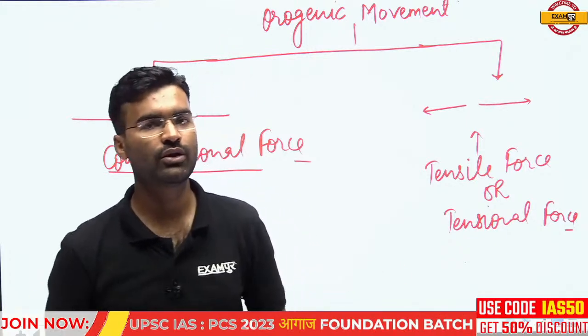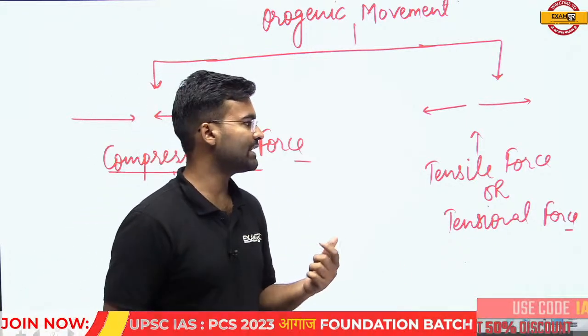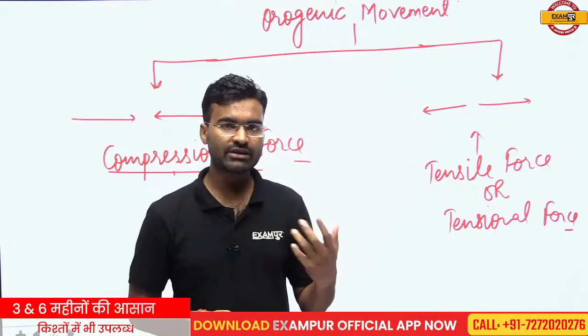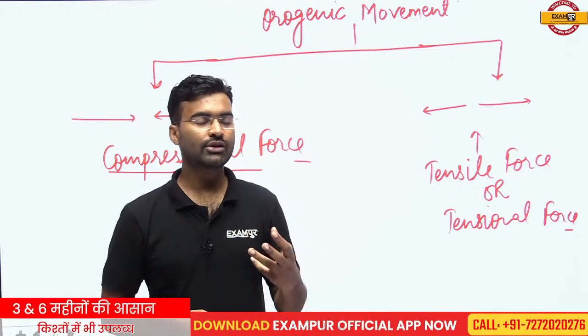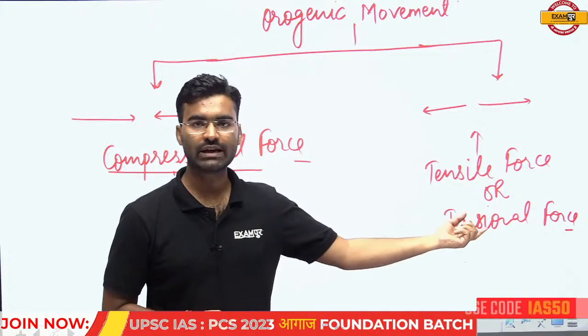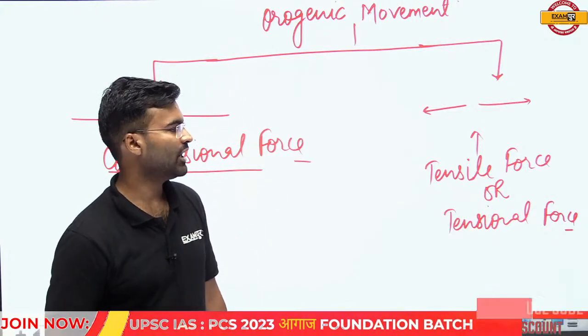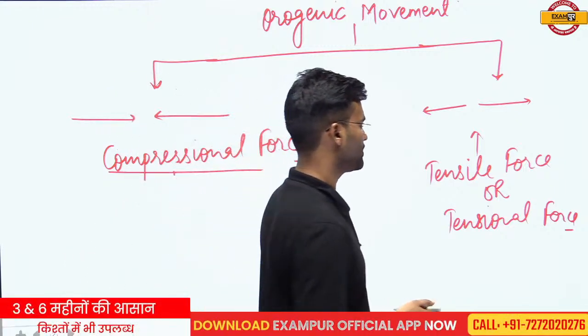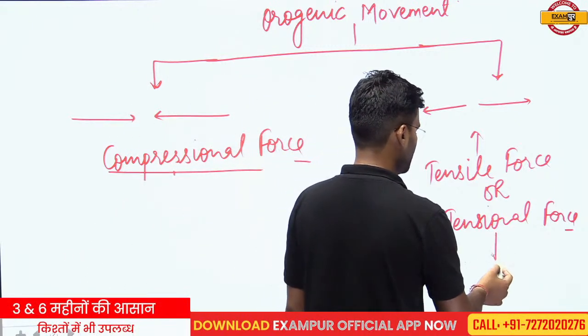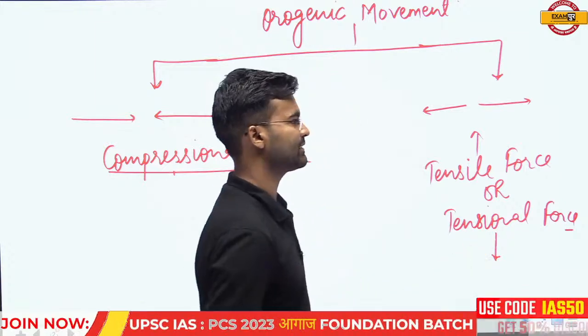Such force is called the tensile force, and because of the tensile force, some structures like the block mountains and other stretches are being formed on the earth surface. So tensile forces are responsible for the formation of the block mountain and the related structures.